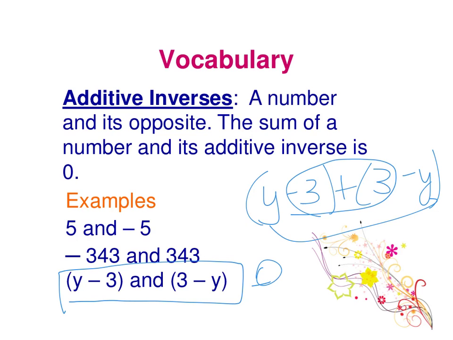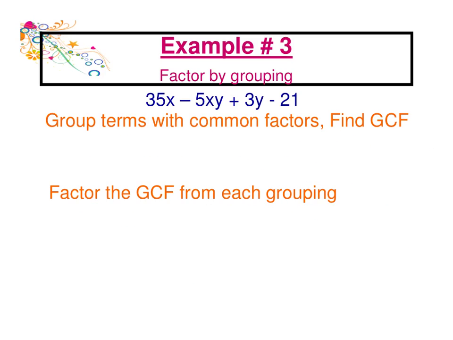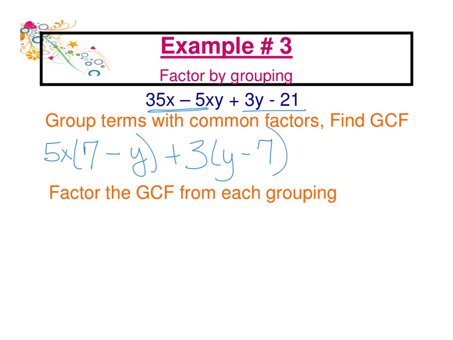So they're additive inverses. Alright, so here we go on this example. So first of all, we're going to group common terms together. And if you'll notice, those are both multiples of 5 and they have an x. These are both multiples of 3. The GCF in the first one is 5x. Once I take that out or divide that out, I'm left with 7 here and a y there. And if I factor out a 3 out of both of those, I divide out a 3 out of each term, I'm left with a y minus 7.